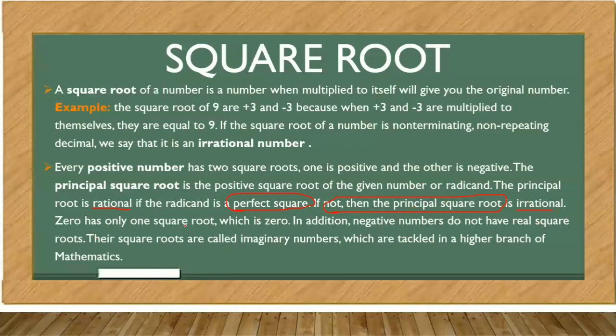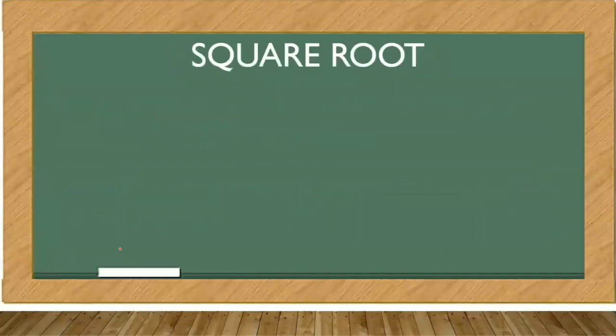0 has only one square root, which is 0. In addition, negative numbers do not have real square root. Their square root are called imaginary numbers. So, hindi muna natin siya itatakel kasi pang higher branch of mathematics na siya. Alright? So, that is square root.